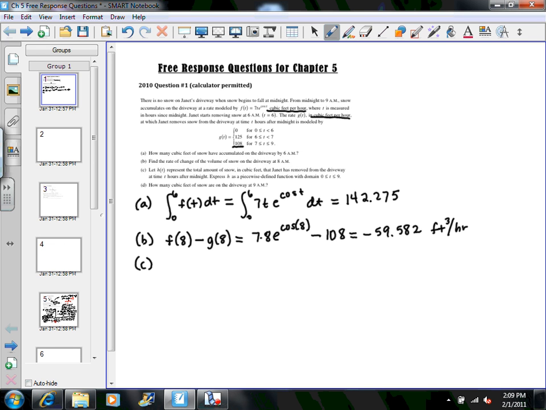Okay, part C. Let h of t represent the total amount of snow in cubic feet that Janet has removed from the driveway at t hours after midnight. Express h as a piecewise function with domain between 0 and 9.